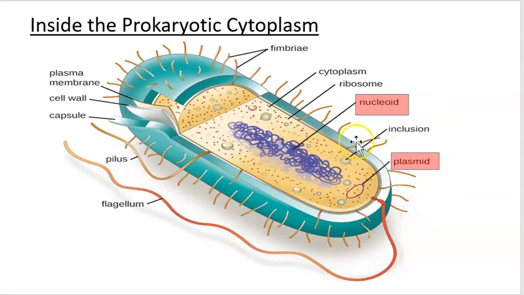One feature we can find in a lot of prokaryotic cells, though not all of them, is a small circular DNA that is independent of the chromosome. This plasmid DNA can carry extra genes, and because it's smaller, it's easily transferred between the cells that are out there.